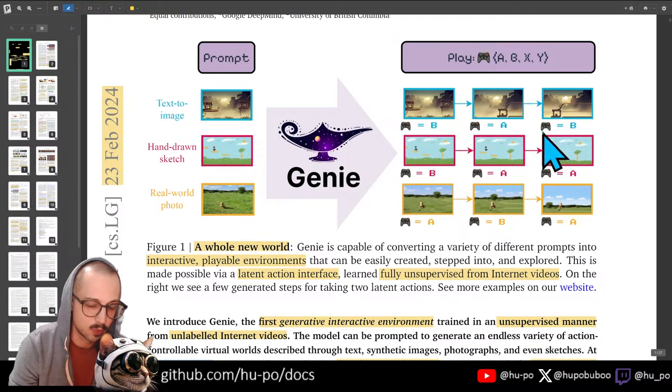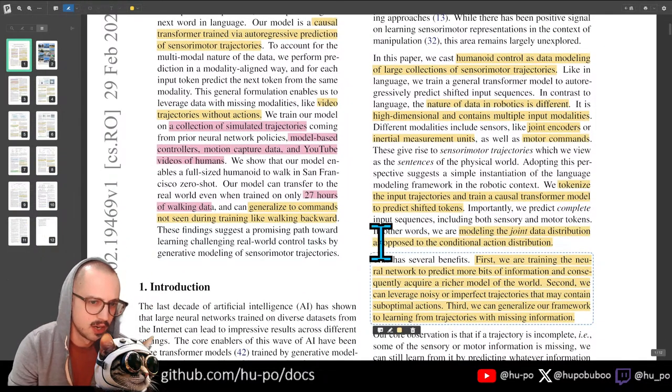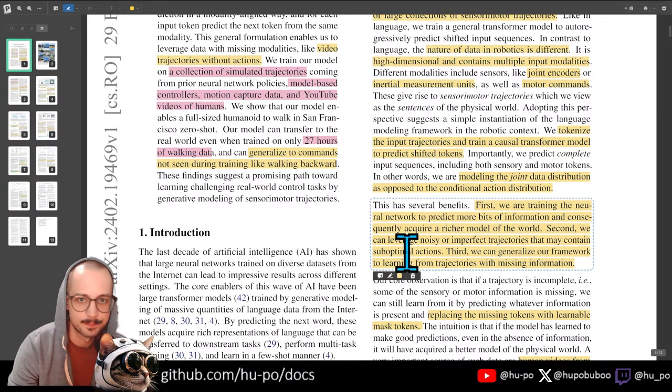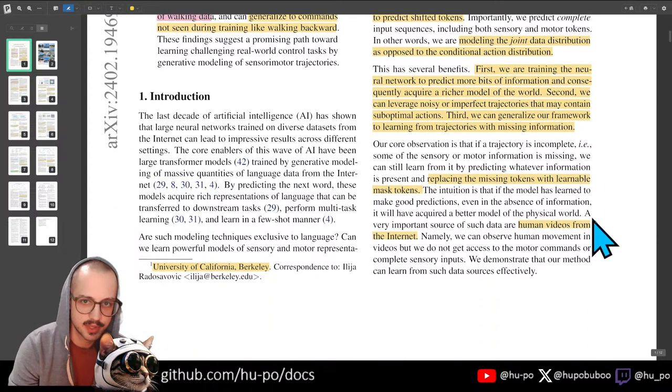They did not have what the user was actually clicking. They just had a video of someone playing a video game, but you have no idea what the user was controlling with, right? And same thing here, they're going to have mocap data of a robot, but they don't even know what the commands were for that robot or what those actions were. Okay. They're going to be replacing the missing tokens with learnable mask tokens, so kind of like a masked prediction task, which is an interesting way to deal with that.